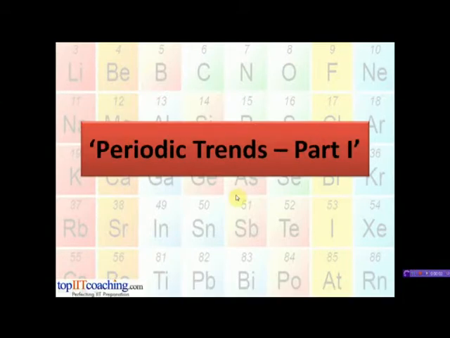Hello students, today we will begin with the first part of periodic trends, in which we are going to discuss periodicity exhibited by various properties in the elements. In this part we are going to take up atomic radius, atomic volume, ionization energy, and electron affinity.